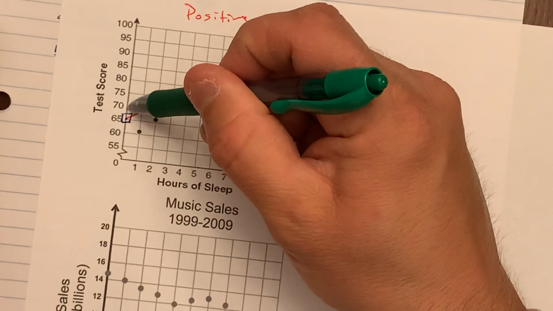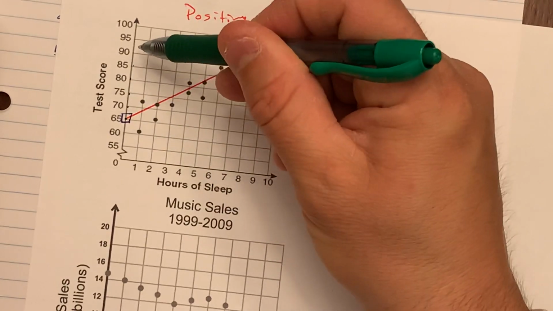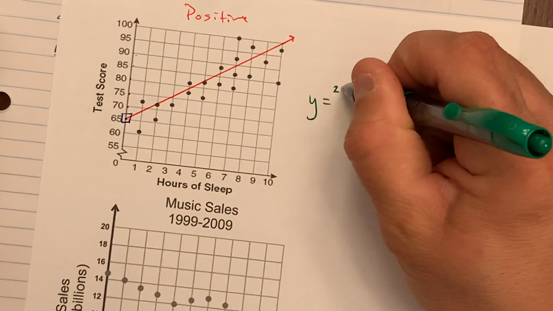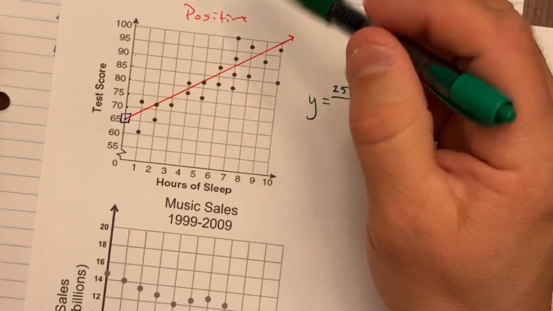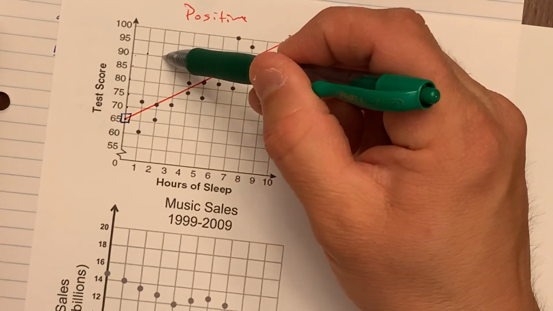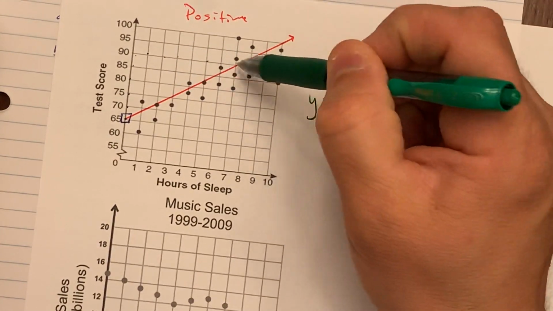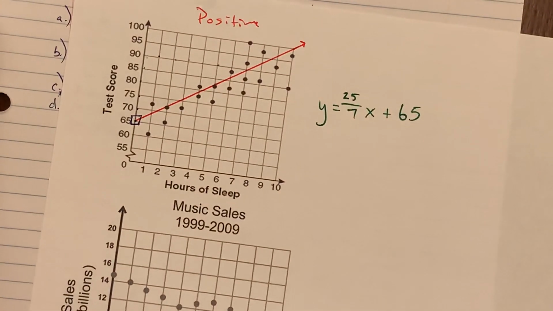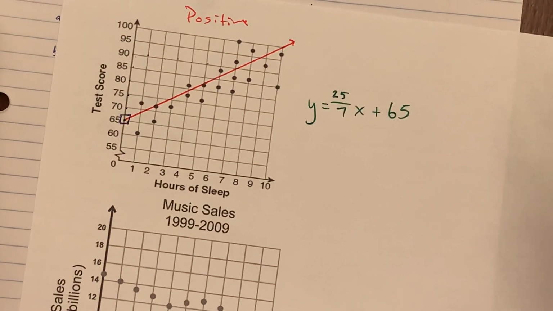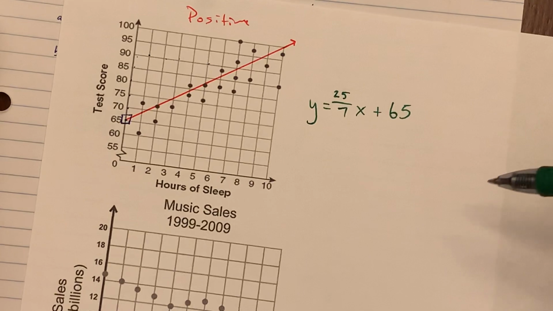Looks like I'm going to go up 5, 10, 15, 20, 25. So that's going to be a rise of 25. And it looks like it's going to be a run of 1, 2, 3, 4, 5, 6, 7. All right, 25 over 7. I can't simplify that. It's just like an ugly number. But that is my equation.